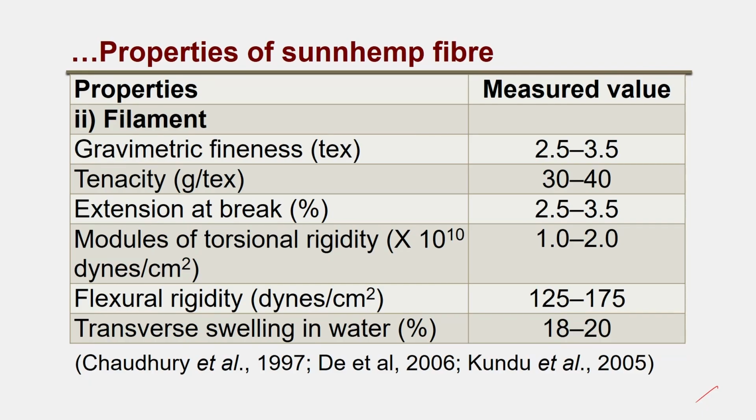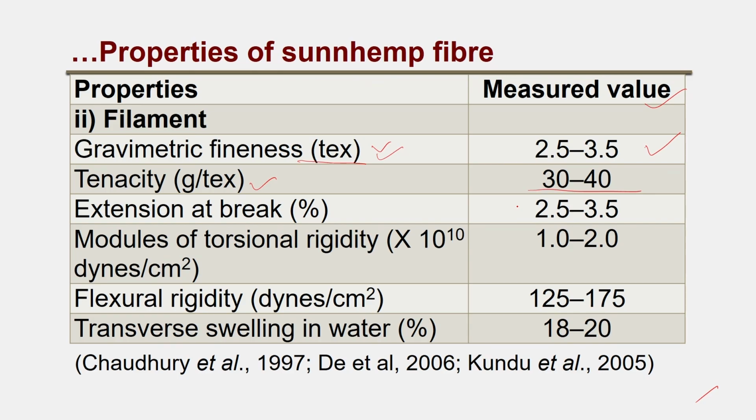Now, you can see more properties of sannhemp fiber, and number 2 is the filament. On the right side, you can see the measured values. So, for filament, you can have gravimetric fineness. It is expressed in tex. Tex is the unit. The measured value may range from 2.5 to 3.5. Then comes the tenacity. It is gram per tex. It varies from 30 to 40.